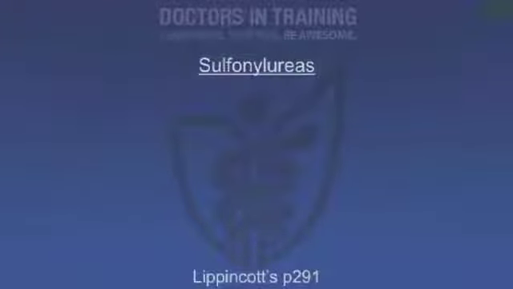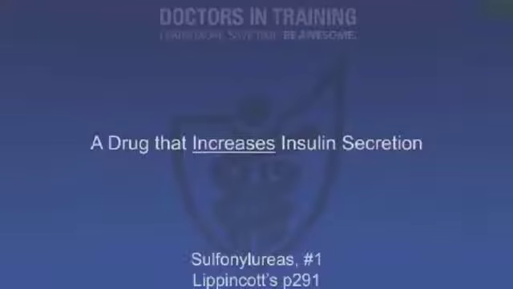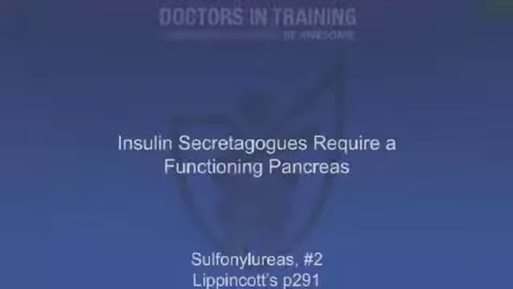So beginning on page 291, we'll start with the sulfonylureas, which are insulin secretagogues. That means they increase insulin secretion. We primarily use these early in type 2 diabetes. Now, why are these only used early in type 2 diabetes? Well, these drugs require a functioning pancreas to work.